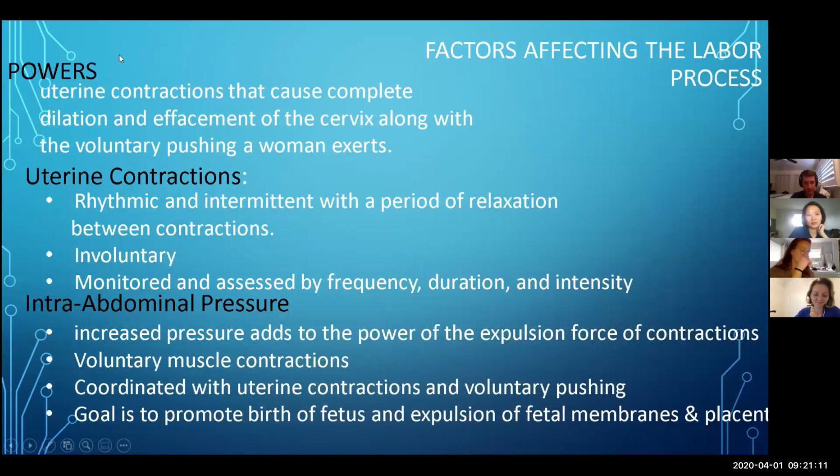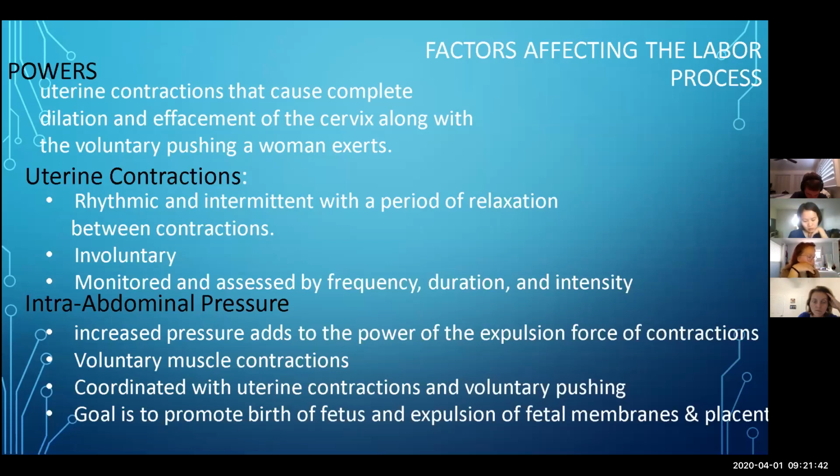So with the next slide, we talk about powers. And remember, we talked about how the power really refers to those uterine contractions. The power is broken down to primary and secondary powers. Your primary powers are the uterine contractions, like we just talked about, but your secondary powers refer to the voluntary pushing efforts from the woman to increase that intra-abdominal pressure. So you have the involuntary, which are your contractions, and the voluntary, which is the pushing efforts from the mom.